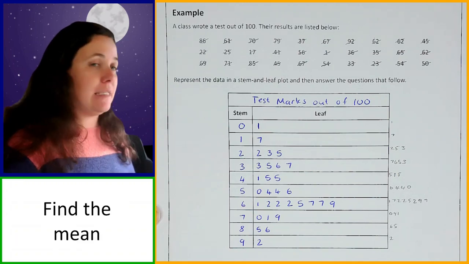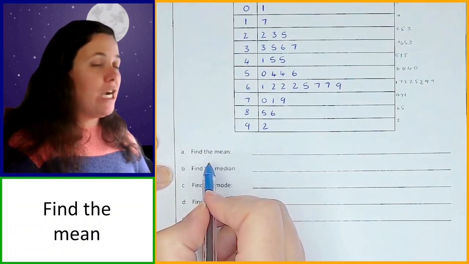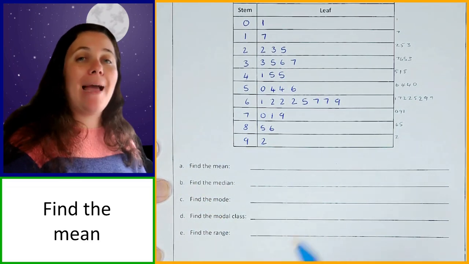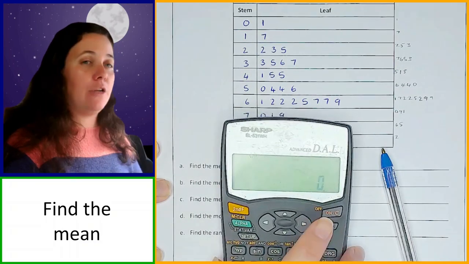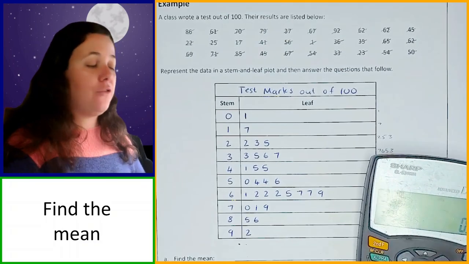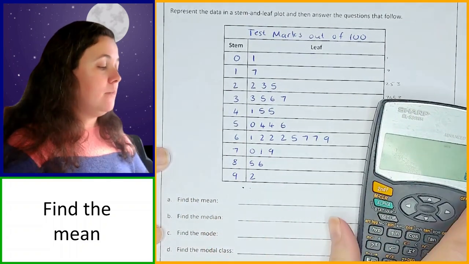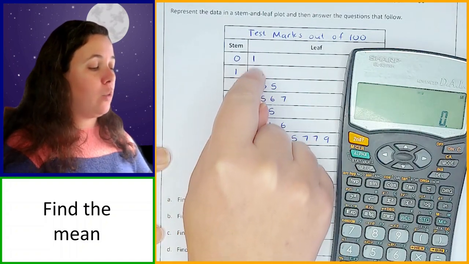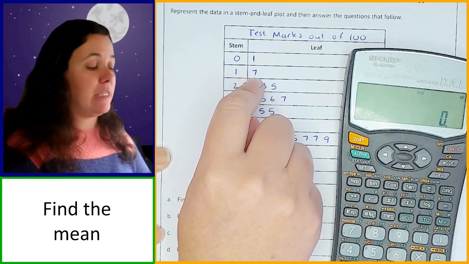Okay, the first question is, we need to find the mean. Okay, so over here, to work out the mean, remember the mean is the average. We take all the values, we add them up, and we divide by the number of values. Okay, so I'm going to take all the values. Now I can do it either from the original data that I was given, or I can do it from here as well. Okay, remember, if I'm going to do it from here, I can't just say 1 plus 7 plus 2 plus 3 plus 5, because the 1 doesn't necessarily just represent 1. 7 doesn't necessarily just represent 7.